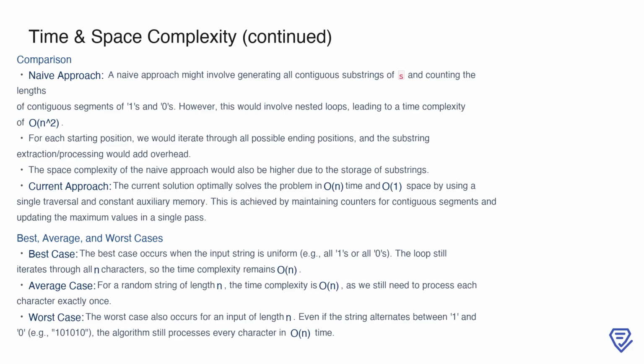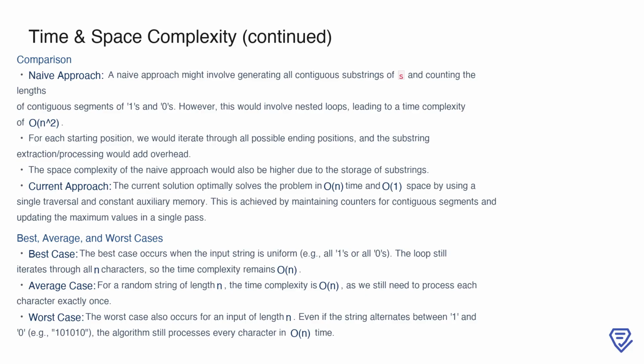To better understand the efficiency of this solution, we can compare it to a naive approach. In the naive method, we might generate all possible contiguous substrings of the input string and count the lengths of segments of ones and zeros. This would involve nested loops, leading to a time complexity of O(n squared), as for each starting position, we would iterate through all possible ending positions. Additionally, the substring extraction and processing would contribute further overhead. The space complexity of the naive approach would also be higher due to the storage of these substrings.